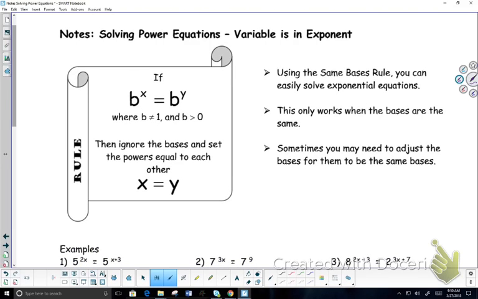So now we're going to start solving power equations. This could mean that we have a variable in the exponent, or this could also mean that we've got a fractional exponent. Both those ideas we've been working with, okay? So let's start off with this scenario first.